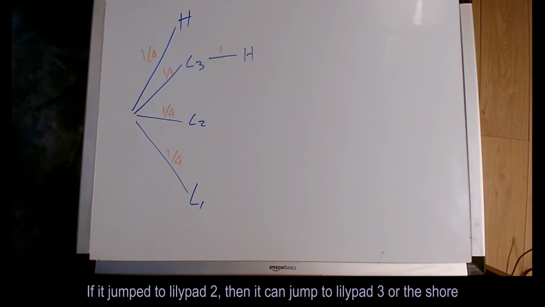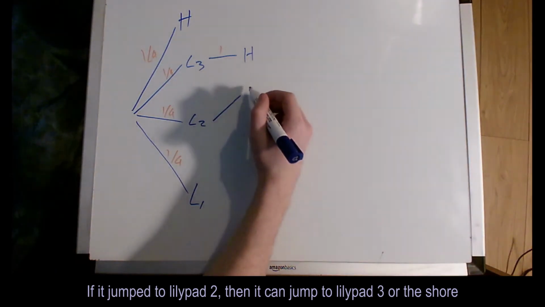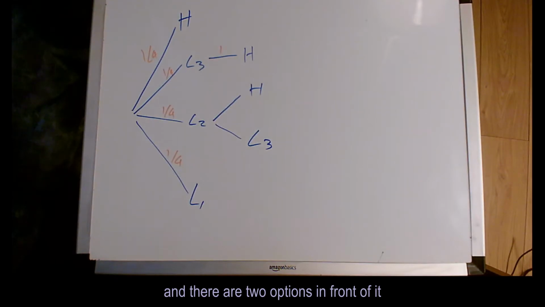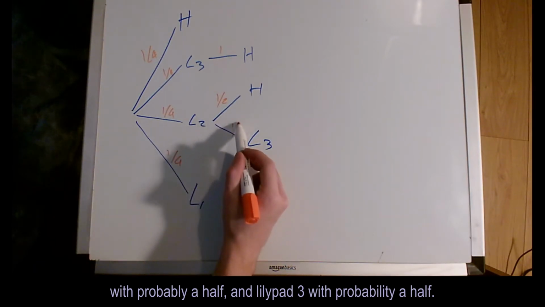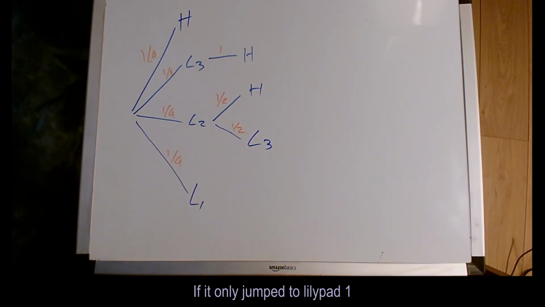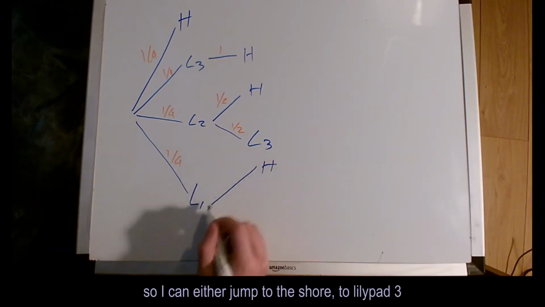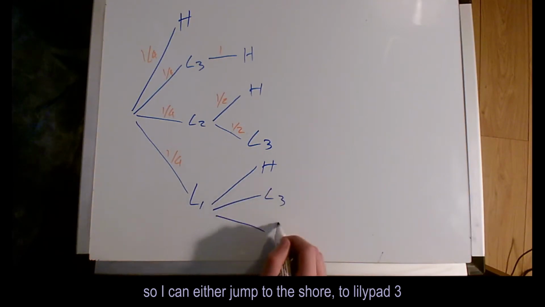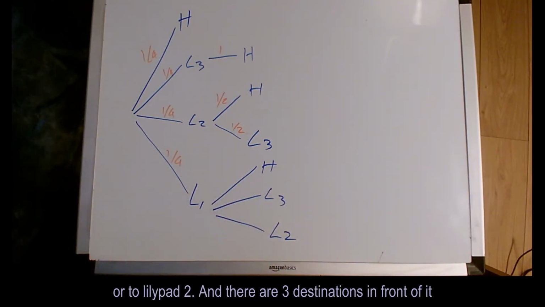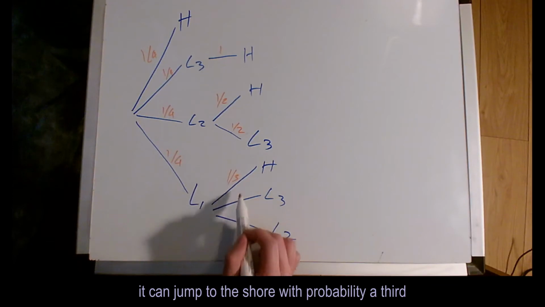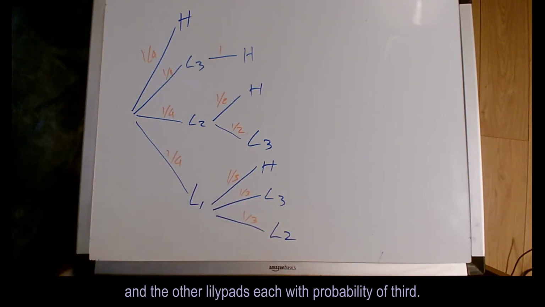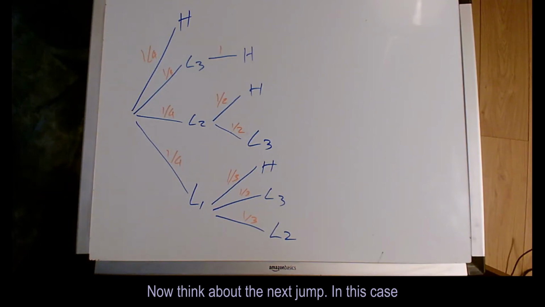If it jumped to lily pad 2, then it can jump to lily pad 3 or the shore. And there are 2 options in front of it. So it'll jump to the shore with probability a half, and lily pad 3 with probability a half. If it only jumped to lily pad 1, then it has quite a way to go. So it can either jump to the shore, to lily pad 3, or to lily pad 2. And there are 3 destinations in front of it, all equally likely. So it can jump to the shore with probability a third, and the other lily pads each with probability a third.